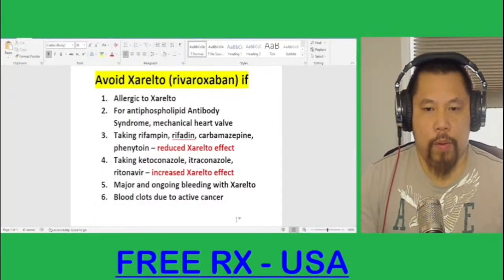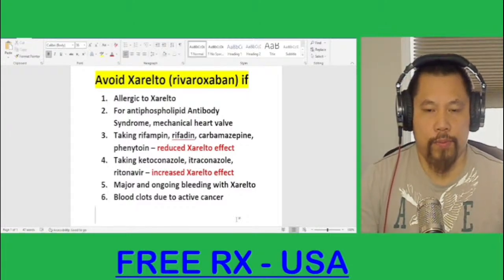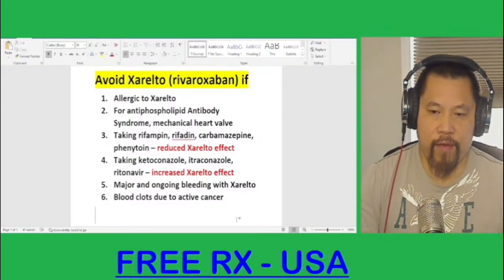Avoid Xarelto, rivaroxaban, if you are allergic to Xarelto. You should not use Xarelto for some indications such as antiphospholipid antibody syndrome or mechanical heart valve. You should avoid rifampin, Rifadin, carbamazepine, and phenytoin, because these medications may reduce your Xarelto effect.